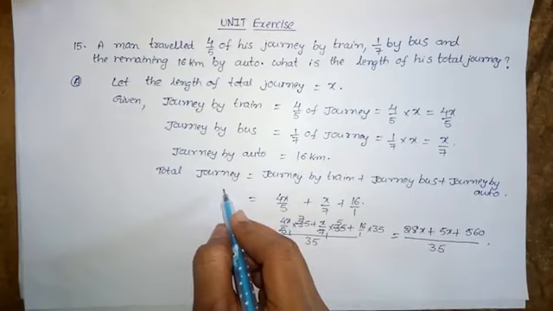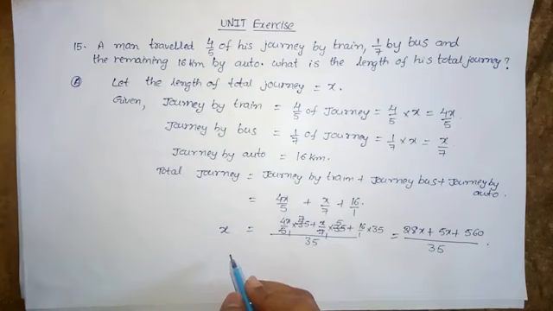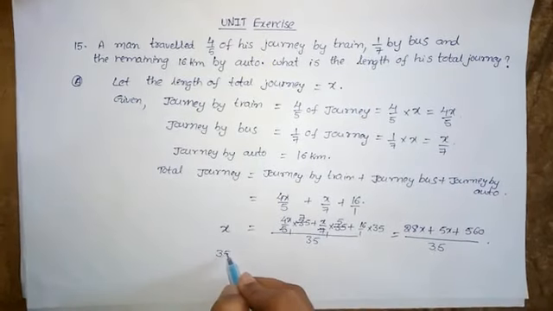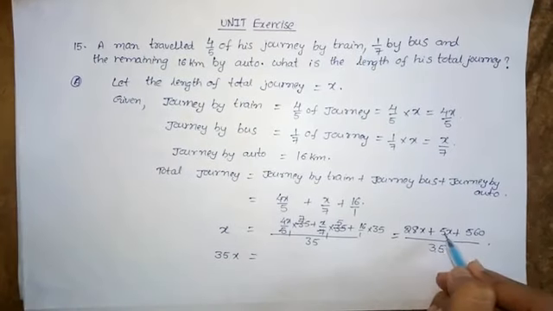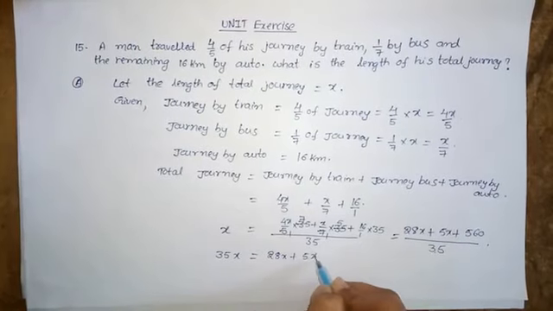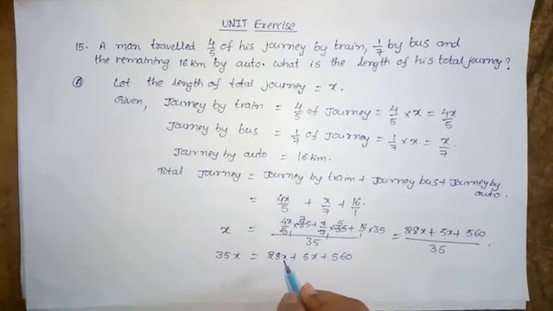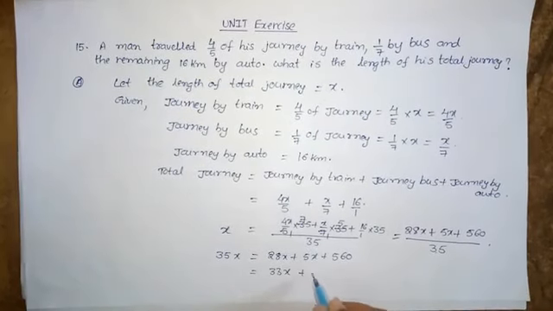So here the total journey is equal to x. The denominator 35 is moving to the left side as multiplication. So 35x is equal to 28x plus 5x plus 560. 28x plus 5x becomes 33x. So it is equal to 33x plus 560.